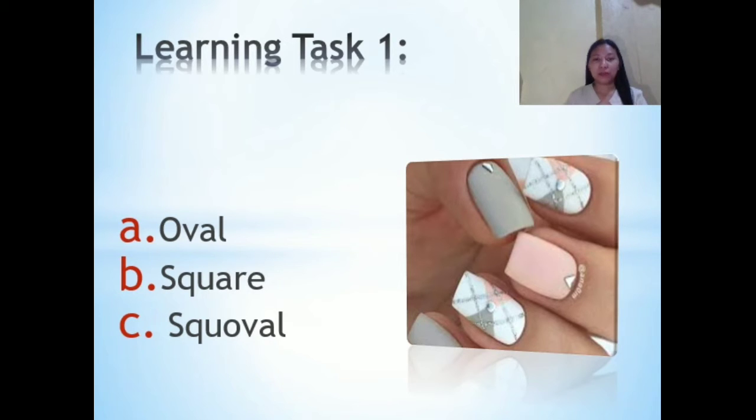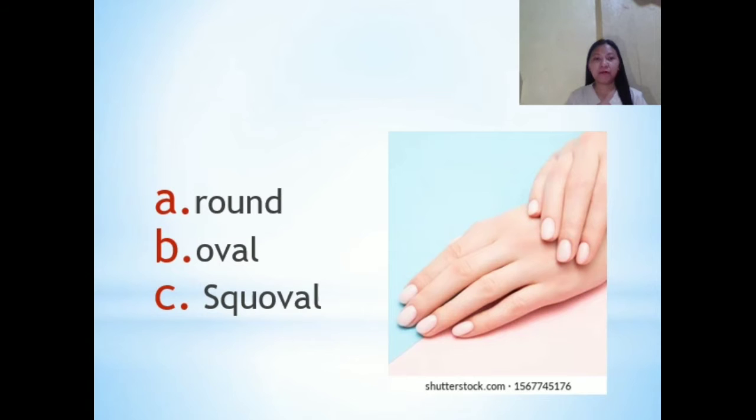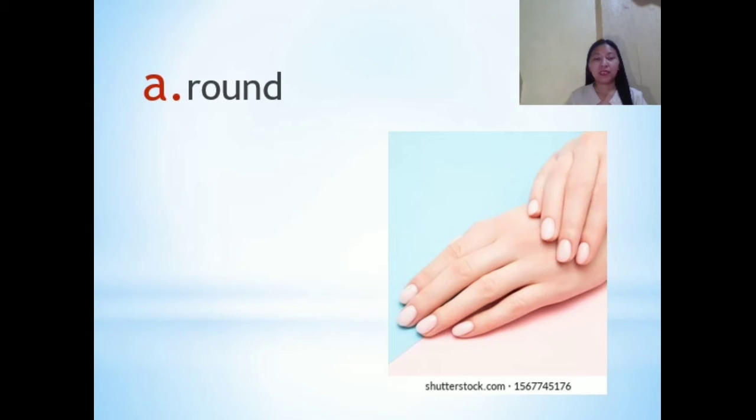What is the shape of this nail? A. Oval, B. Square, C. Scoval. Very good. It is B. Square. Next, what is the shape of this nail? A. Round, B. Oval, C. Scoval. Correct. It is A. Round.